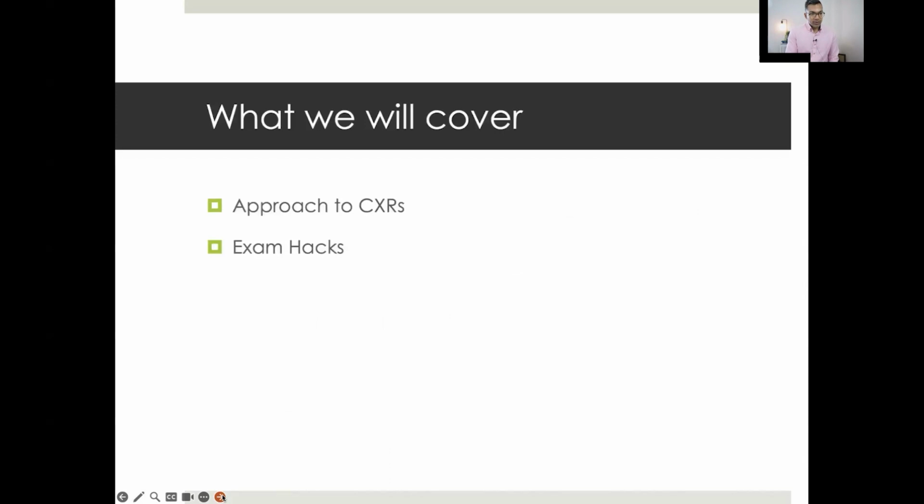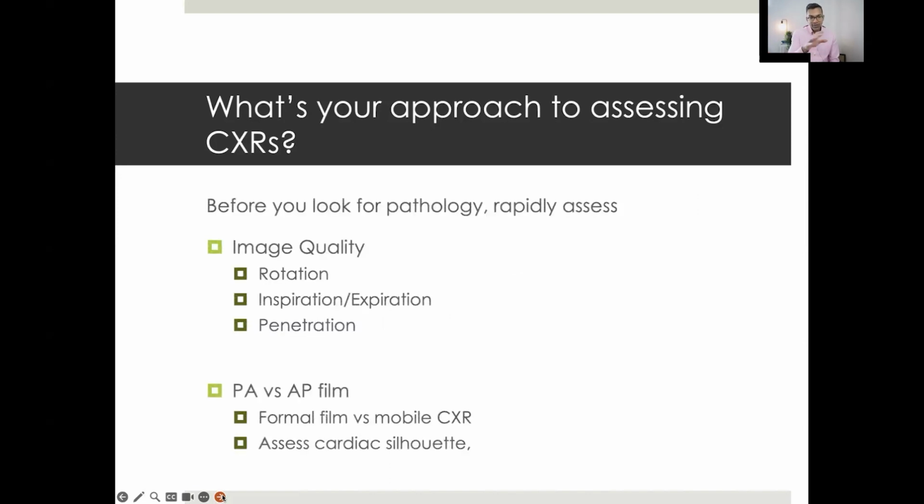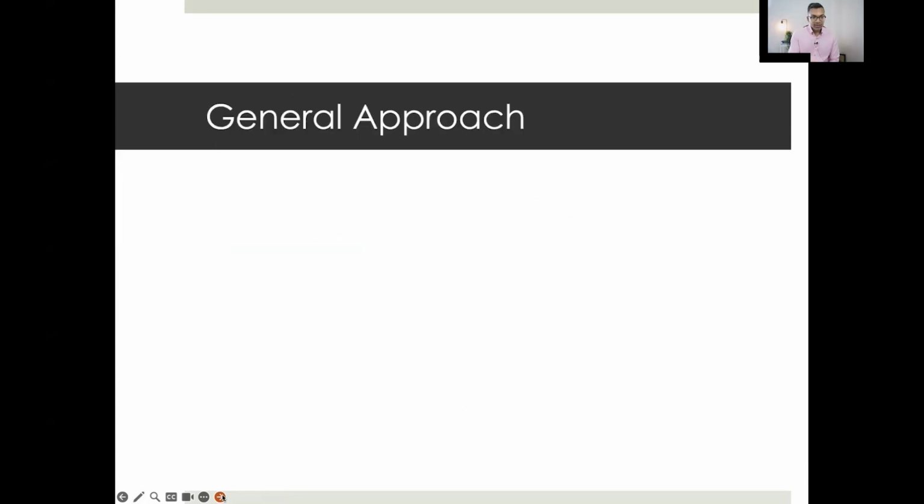So we'll go through the approach to chest X-rays, and a few exam hacks as well. As I mentioned in the pre-reading, the approach to chest X-rays is pretty straightforward. I wouldn't necessarily go into image quality and spend a lot of time on it, but if the film is absolutely poorly presented, that's something to comment on. Rotation, inspiration, expiration, penetration, and PA versus AP film really matter for the cardiac silhouette.